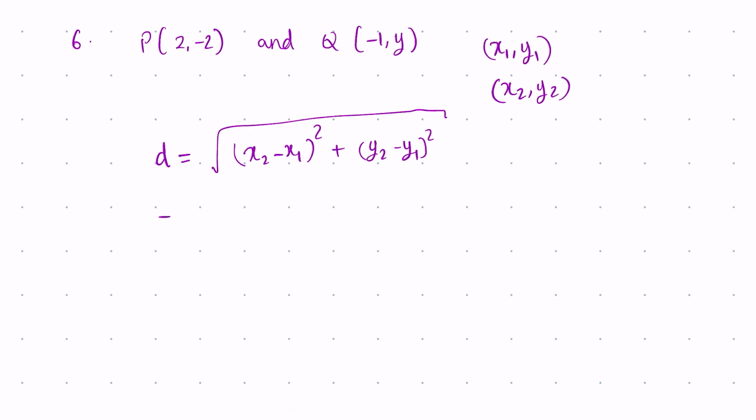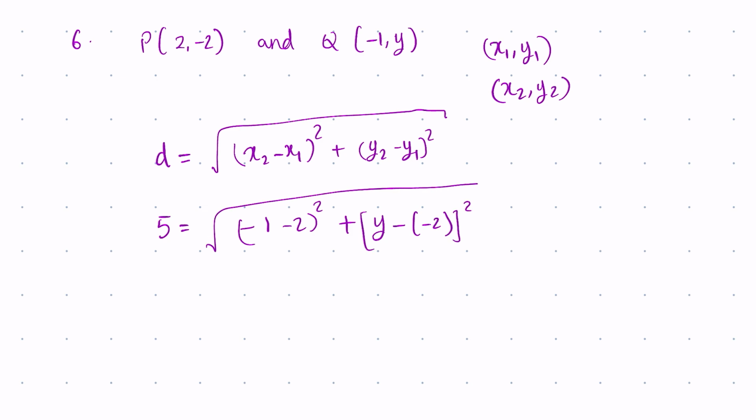So distance is given as 5, which is equal to the square root of x2 minus x1, which is minus 1 minus 2, whole squared, plus y2, which is just y minus minus 2, whole squared.